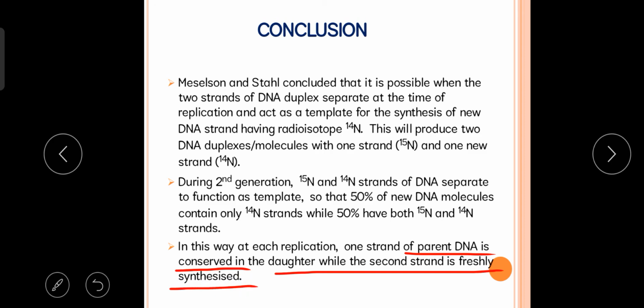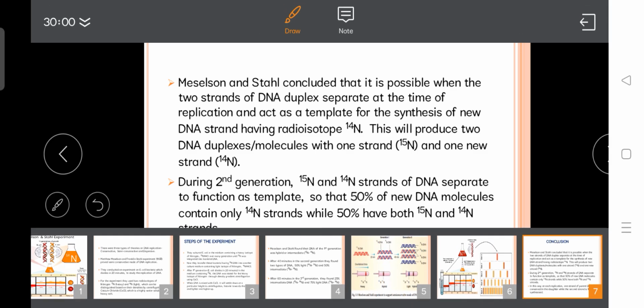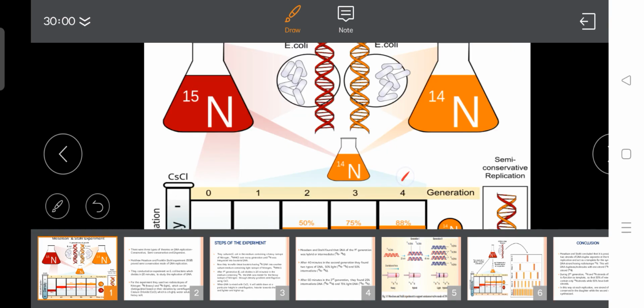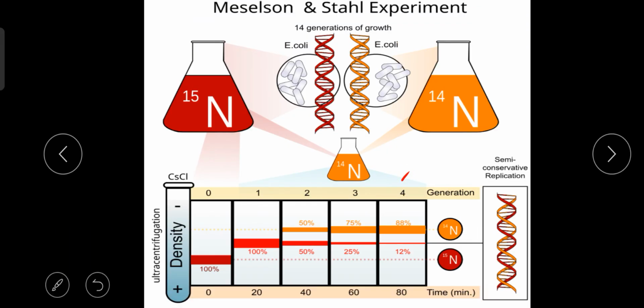Okay, so from this experiment they concluded that the DNA replication process is semi-conservative, where always in the newly produced DNA molecule, one strand is conserved. Which one? The parent strand is conserved and the other strand is newly synthesized. So this is our today's topic, the experiment of Meselson and Stahl.